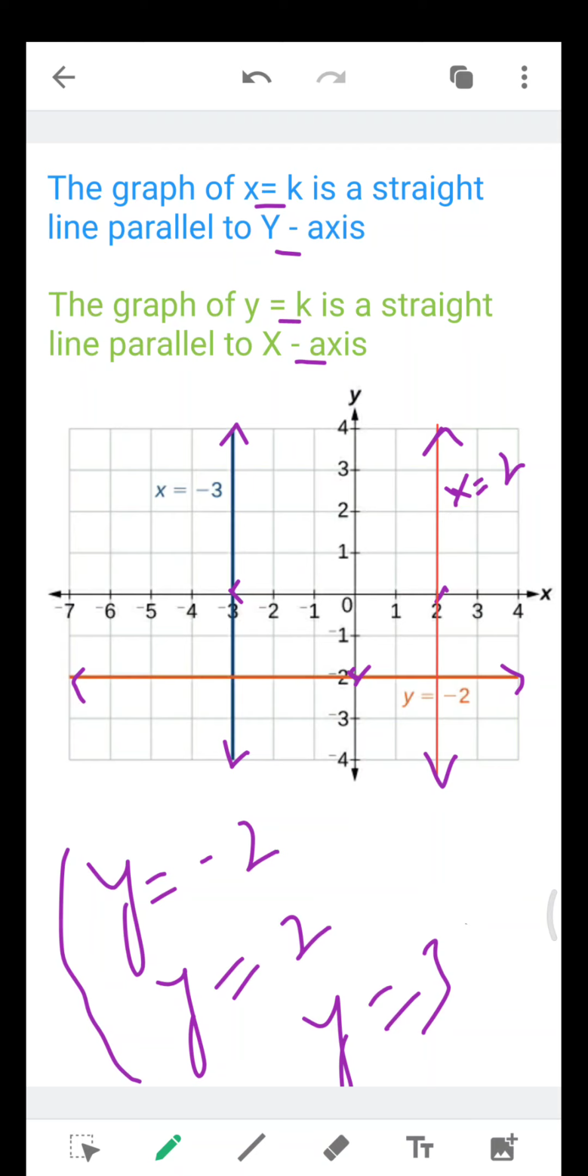If I take another equation, y equals 2, it comes somewhere here on the positive y-axis. Then exactly from there I'll draw a line parallel to the x-axis. This is the way we draw the graphs. So x equals k is parallel to the y-axis, y equals k is parallel to the x-axis. What is the equation of this line? It is y equals 2. This one is y equals 2.